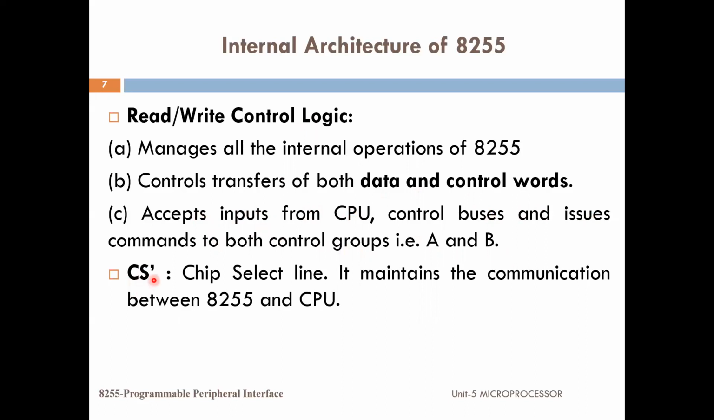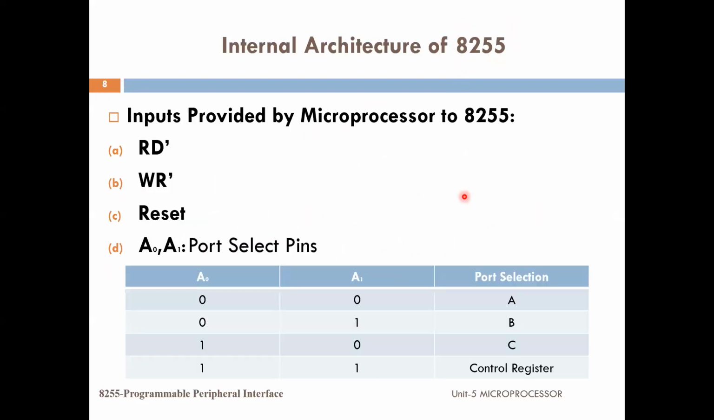Okay. So we have the chip select line. This chip select line is active low and it is responsible for maintaining the communication between the 8255 and the CPU. If this chip select is low, then only the 8255 will be enabled. And if its value goes high, then it disables the 8255. Then the communication cannot be maintained between the microprocessor and the peripheral device.